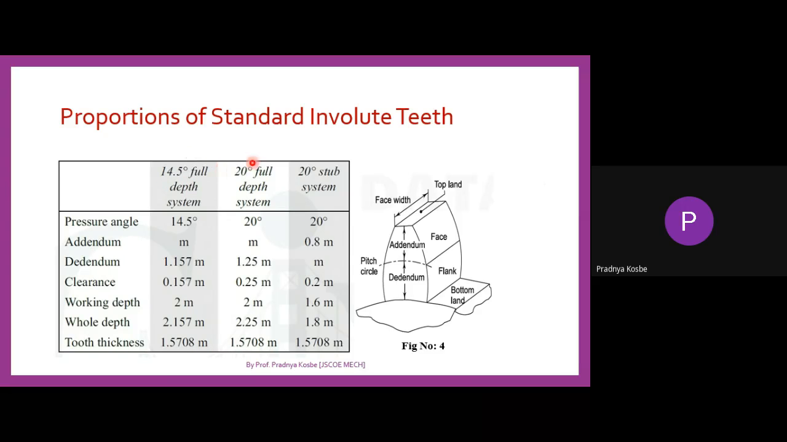Mainly we will focus, most of the time your problems will be based on the 20-degree full depth involute system, and when we consider design of the gear, we find each and every dimension in terms of the module. So here also you can see everything is addendum, dedendum, clearance, working depth, whole depth, tooth thickness, everything is in terms of the module.